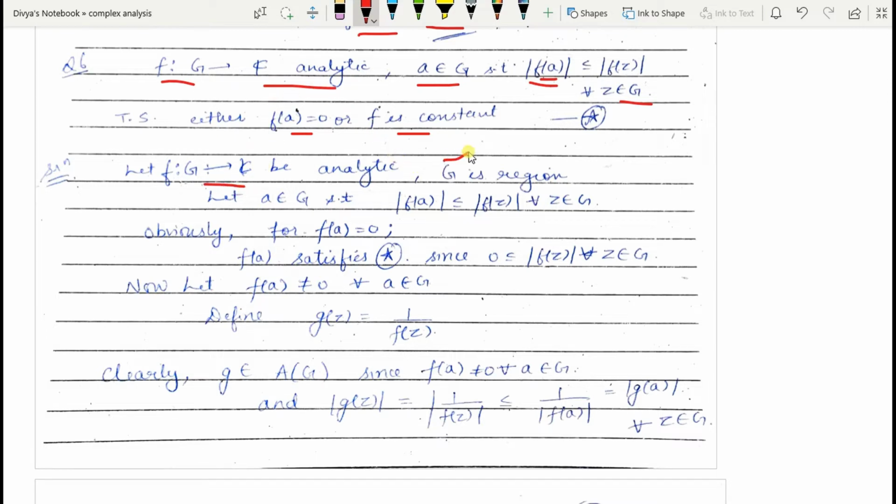So now to prove this, let us assume that f is an analytic function as given, and G is a region that we know. Now let a belong to G such that this inequality holds, that the modulus of f(a) is less than or equal to the modulus of f(z) for all z belonging to G. Then obviously if f(a) is equal to 0, f(a) satisfies the star. It is an either-or condition, so the first condition is proved. So we have the proof. So let us now assume that f(a) is not equal to 0 for all a belonging to G. Then we can define g(z) as the function 1 upon f(z).